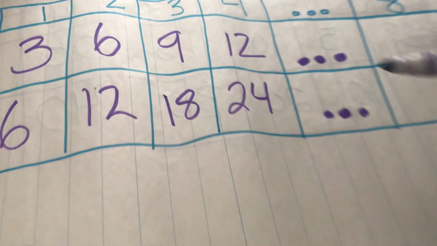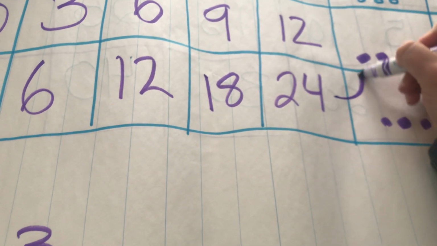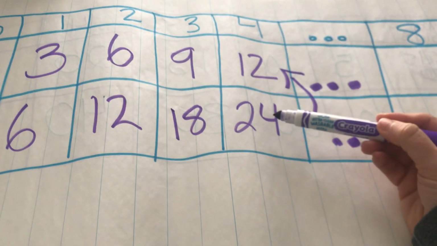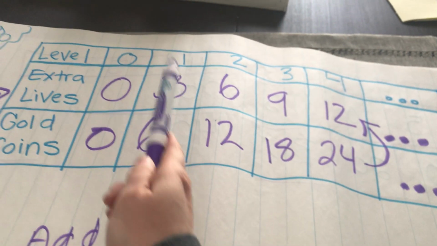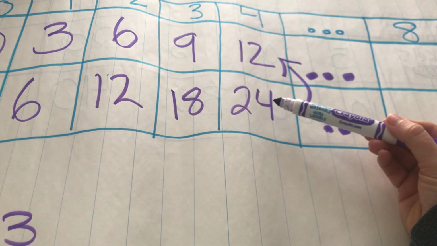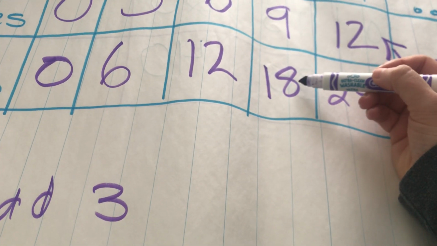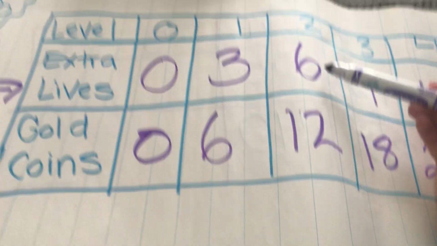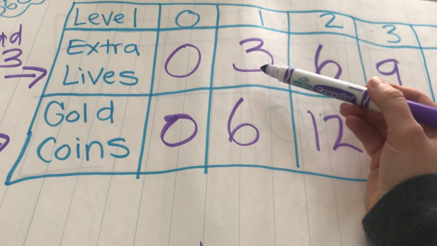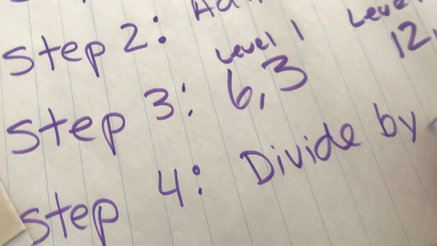So if I am going from, let's say, gold coins to extra lives, if I'm going from 24 to 12, I'm going from something bigger to smaller. So I am going to be subtracting or dividing. So the rule has to be the same for each one. Well, I know if I did 24 divided by 2, that gives me 12. If I did 18 divided by 2, that gives me 9. If I do 12 divided by 2, that gives me 6. And 6 divided by 2, that gives me 3. So a rule for going from gold coins to extra lives could be divide by 2.